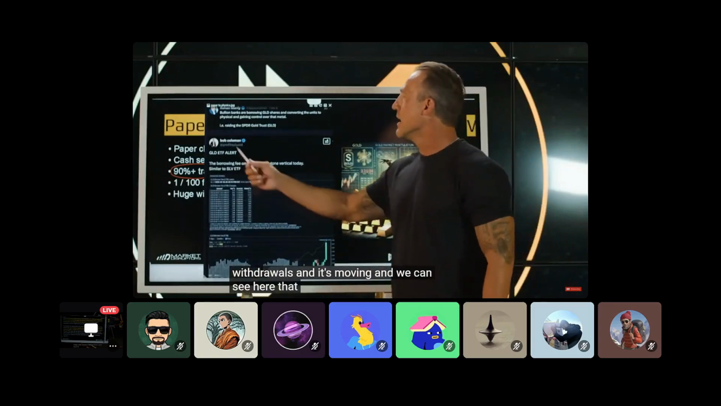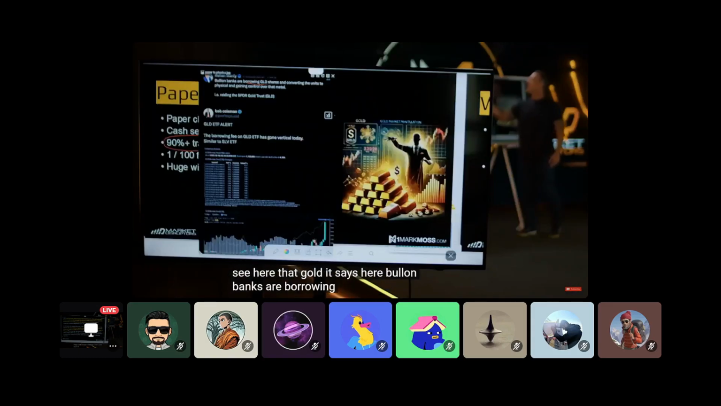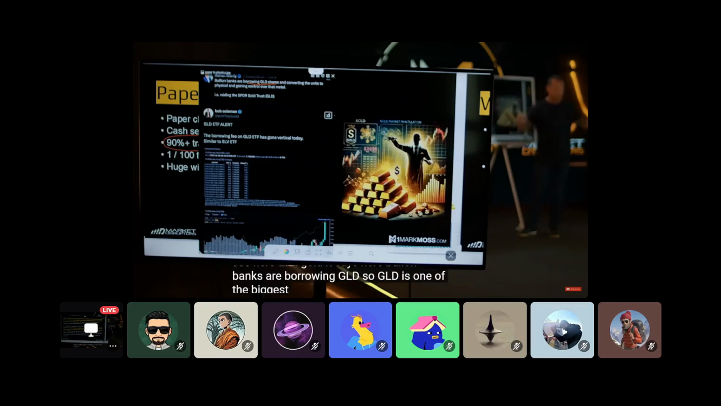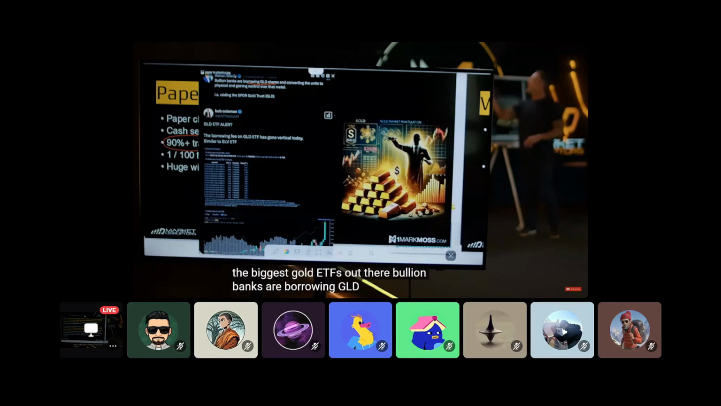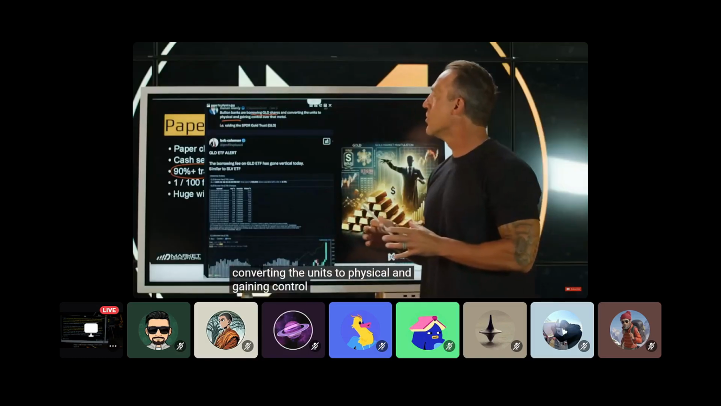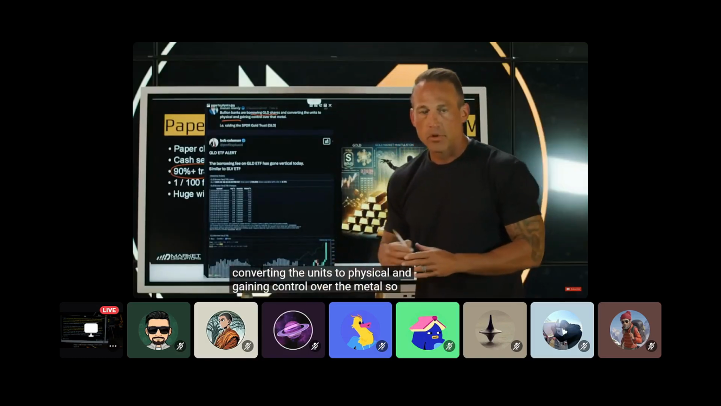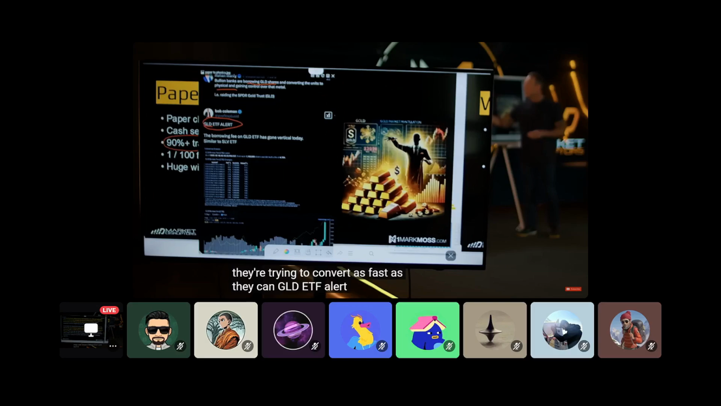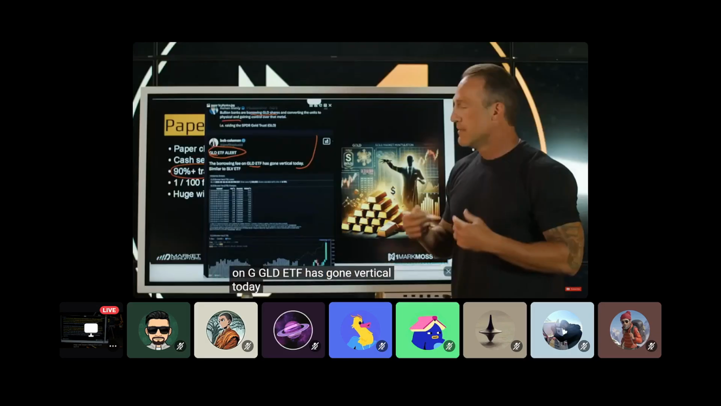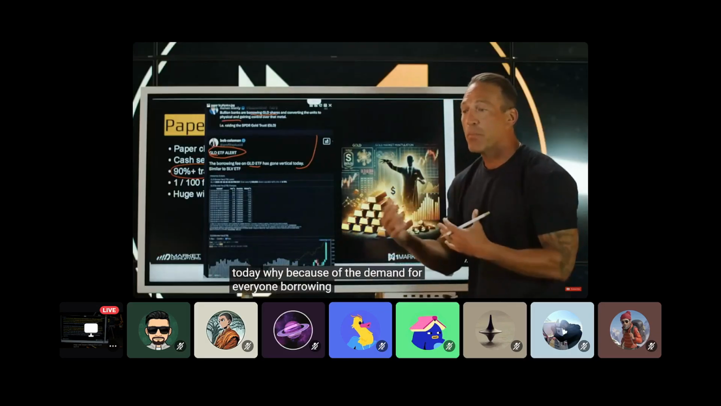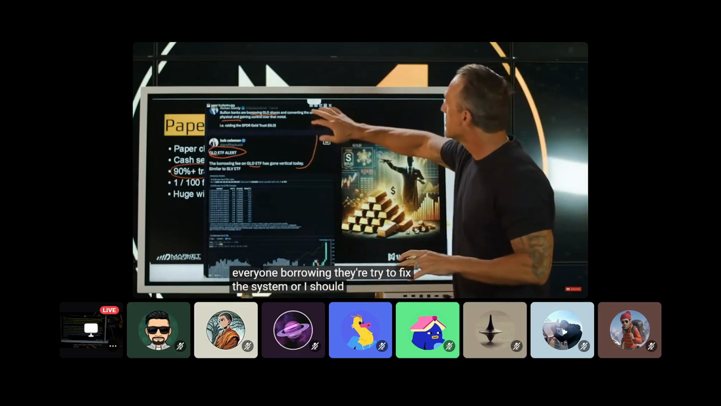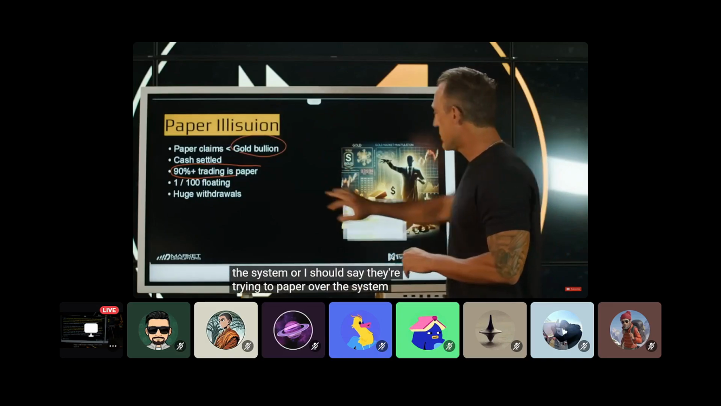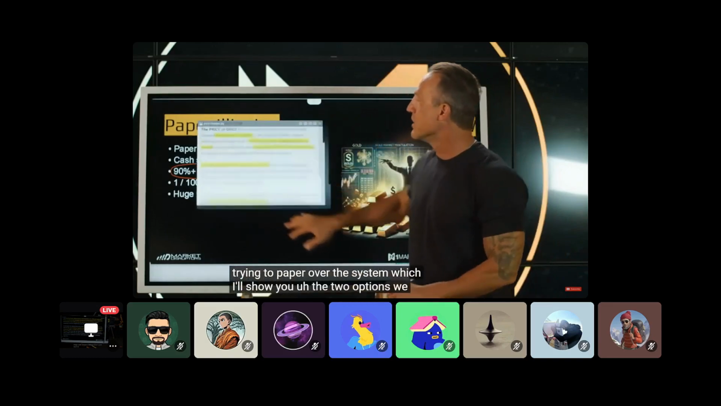And we can see here that, it says here, bullion banks are borrowing GLD. So GLD is one of the biggest gold ETFs out there. Bullion banks are borrowing GLD shares and converting the units to physical and gaining control over the metal. So they're borrowing, they're buying, and they're trying to convert as fast as they can. GLD ETF alert. The borrowing fee on GLD ETF has gone vertical today. Why? Because of the demand for everyone borrowing. They're trying to fix the system, or I should say they're trying to paper over the system, which I'll show you the two options we have for that in a second.